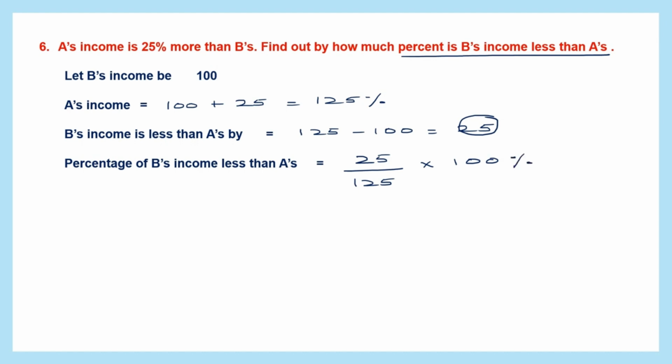Now let's cancel. 25 fives are 125. I can cancel 5 and 100. 5 into 20 is 100. So what is left is 20. So the answer is, the percentage by which B's income is less than A's is 20%.